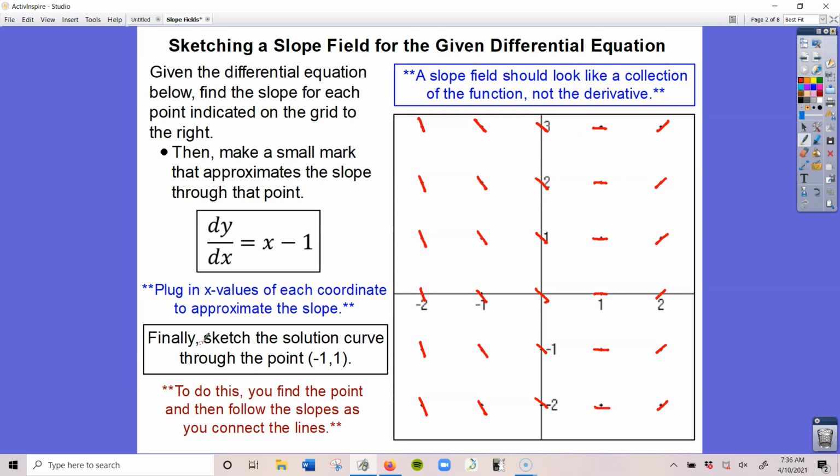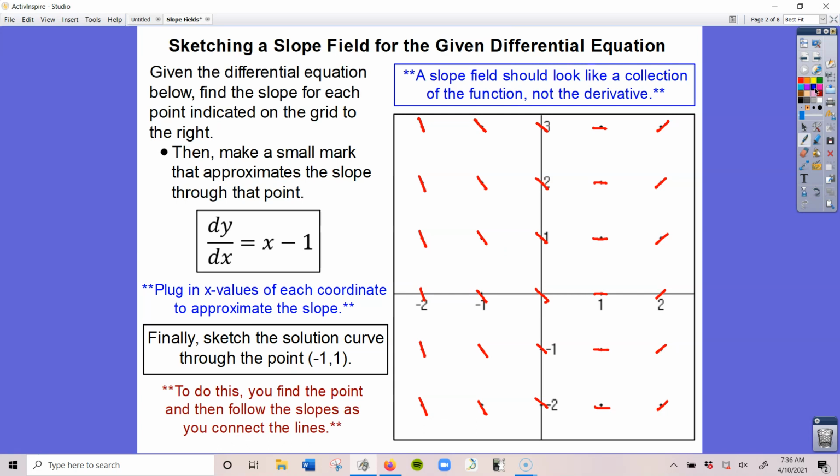Now it says here to finally sketch the solution curve through the point -1, 1. As you can see, if I were to actually integrate this function, what it would give me is a quadratic. Because if I multiply dx to both sides and then integrate, I would get x squared over 2 minus x plus c. So my parabola could be over here, it could be over here, it could be over here, depending on what the c is.